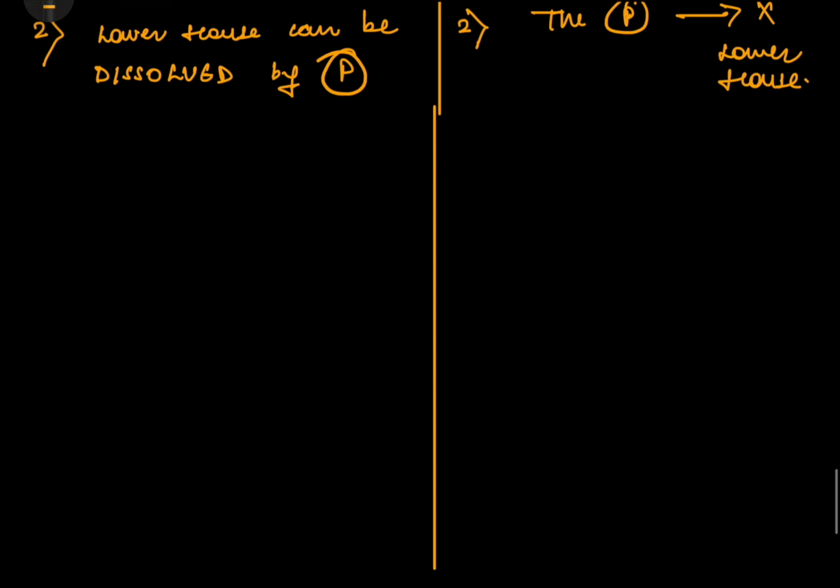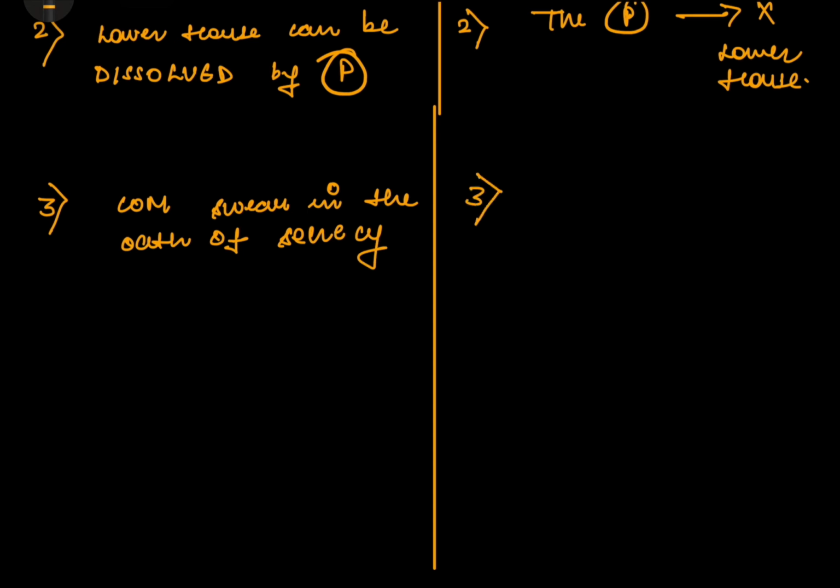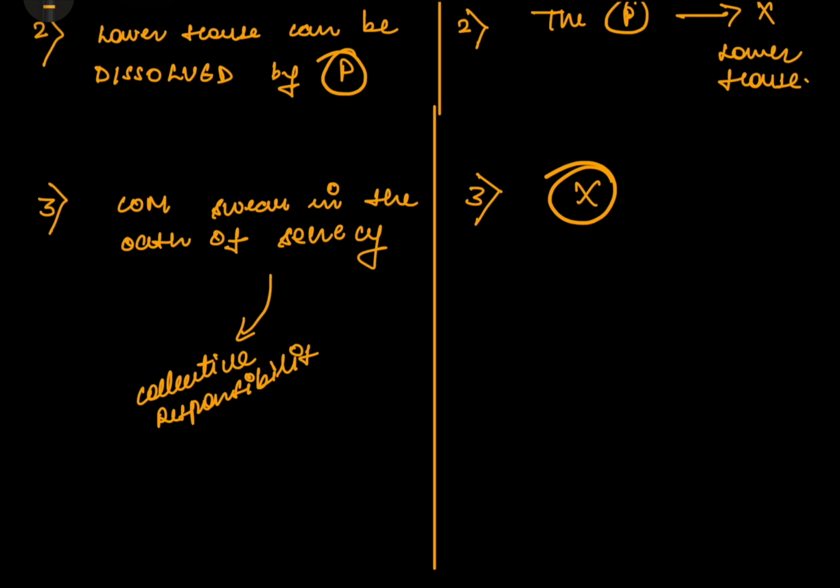Okay, the third difference which you can see is that the council of ministers swears in the oath of secrecy. But in the presidential form of government you will not find this. The council of ministers swears in the oath of secrecy. This enforces the collective responsibility as they work as one unit.